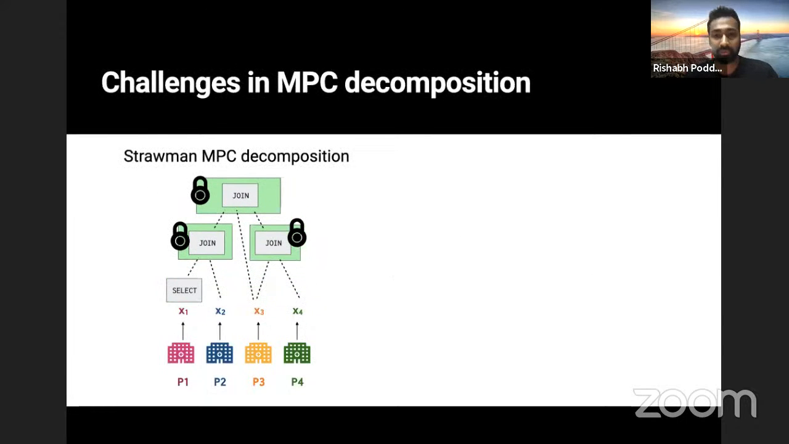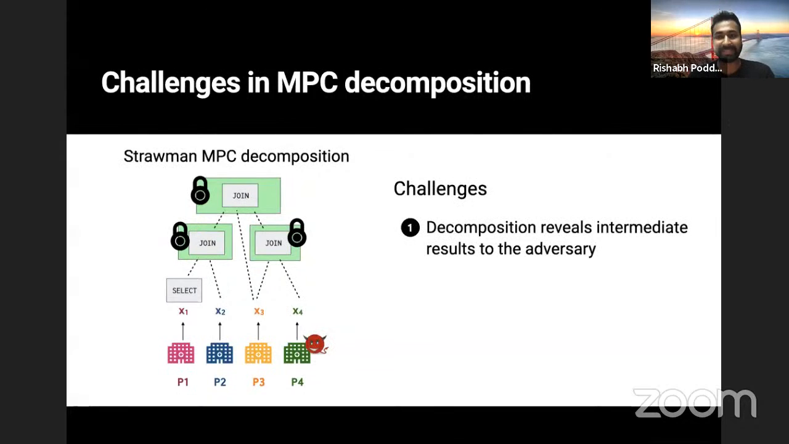Now, let's take the example of a strawman approach that mimics the execution plan of plaintext computation. The select operation in the strawman is executed locally as before, and each join operation is a separate MPC computation only involving the respective parties that provide input to the operation. The first problem is that each MPC subcomputation, by definition, reveals its output to the parties. For example, if party 4 is malicious, it obtains the output of the intermediate join operations, which violates the security guarantee that we wanted, that only the final result of the overall computation be publicly revealed.